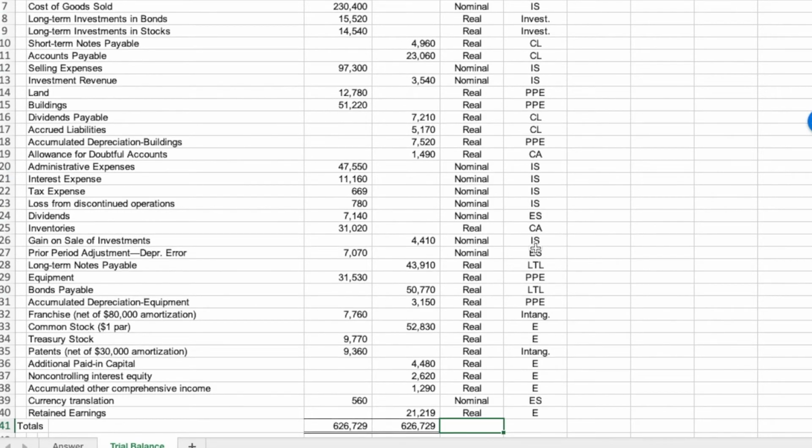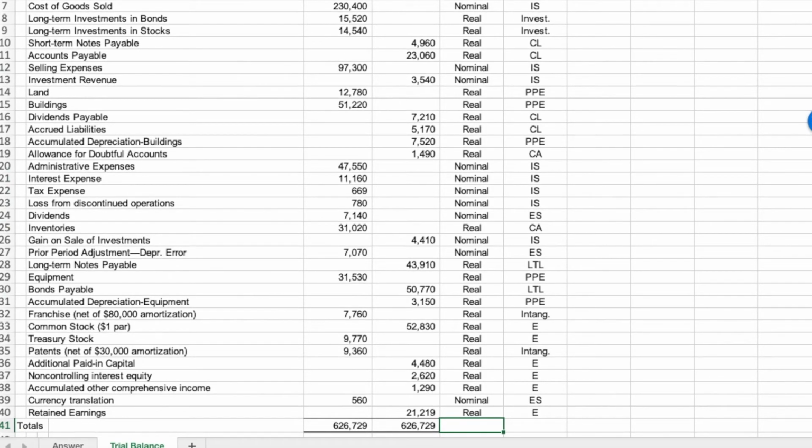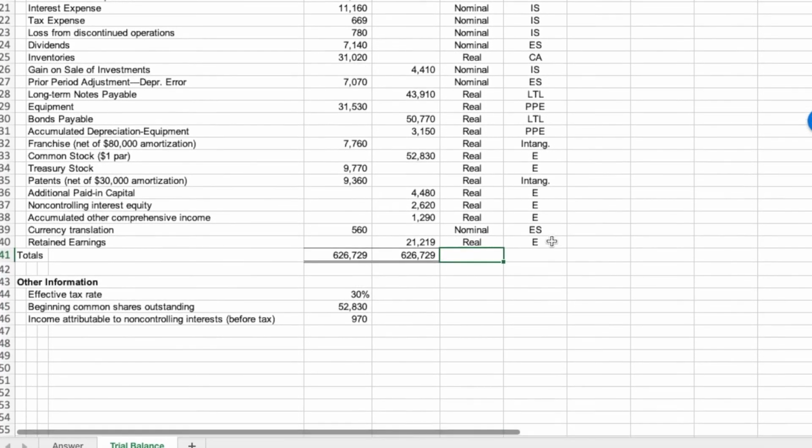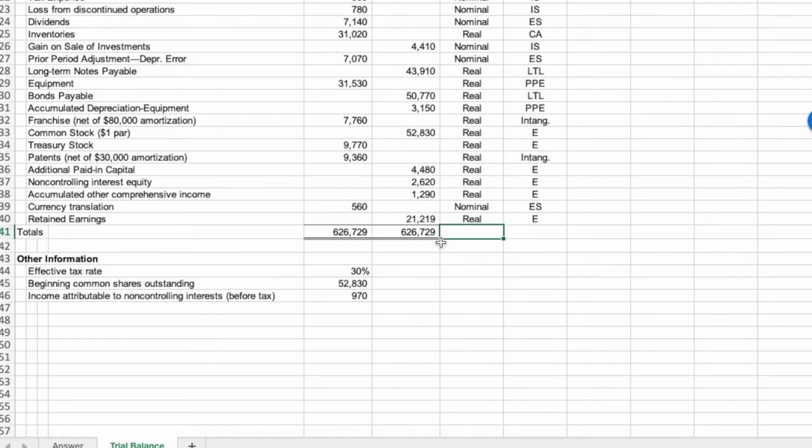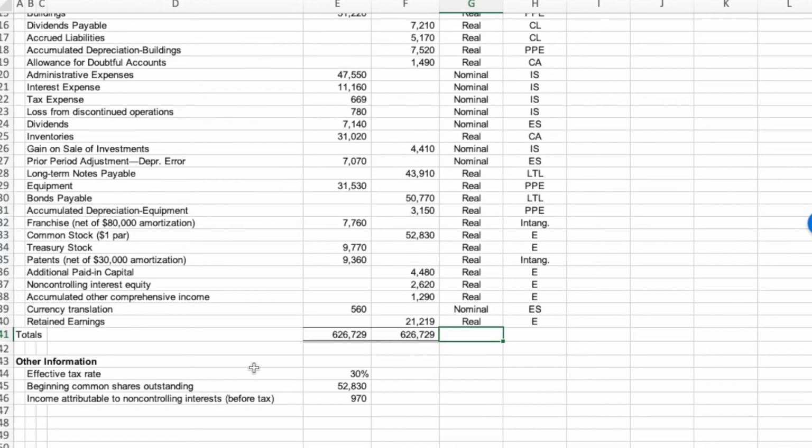So there we have all of our accounts from our trial balance. We designate whether they are real or nominal, and we've just designated which statement, or which area if it's a balance sheet account, it goes in our reporting. So the next thing, we do have some additional information. Effective tax rate is 30%. We will need that as we're now about to start our income statement.